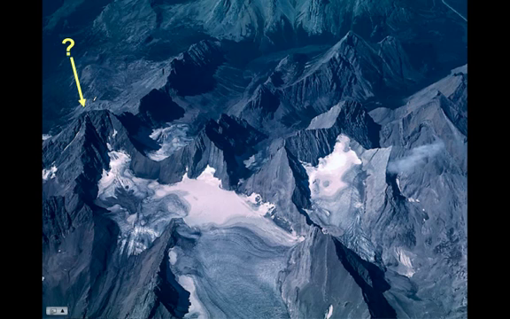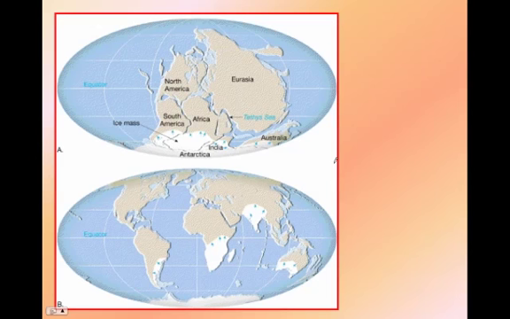That's probably a horn. This would be an arête. There's another arête. This would be a cirque. It's going to melt eventually into a nice lake.